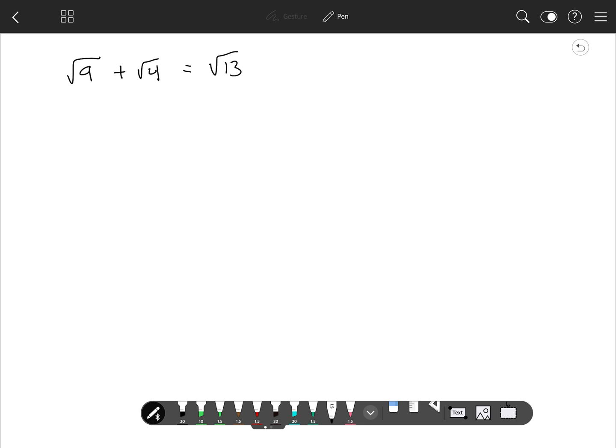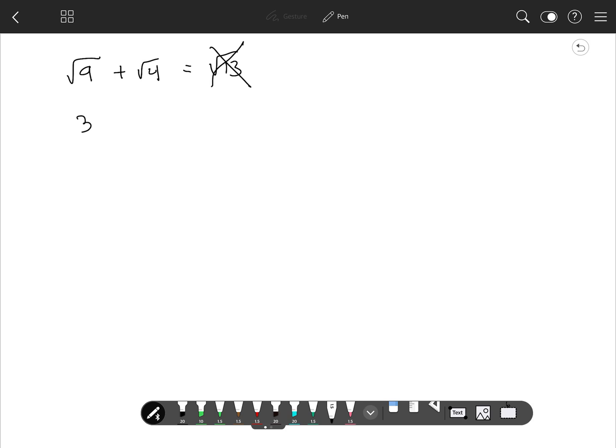So, what do you think of that idea right there? Square root 9 plus square root 4 equals square root 13. I hope you're seeing something wrong with it, because it's not right. I'm going to just X it out there. Let's simplify this a little bit.